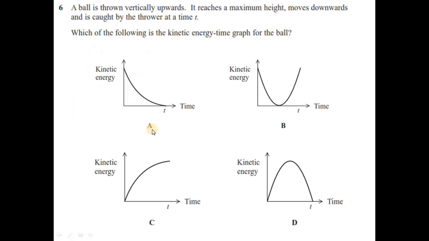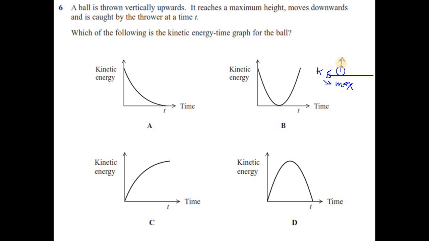6. A ball is thrown vertically upward. It reaches a maximum height, moves downwards, and is caught by the thrower at the time t. Which of the following is the kinetic energy time graph for the ball? Again, it's a free fall motion. You have a ground and you throw a ball in an upward direction. When you throw a ball upward, you give some kinetic energy. So at the bottom, the kinetic energy is maximum.